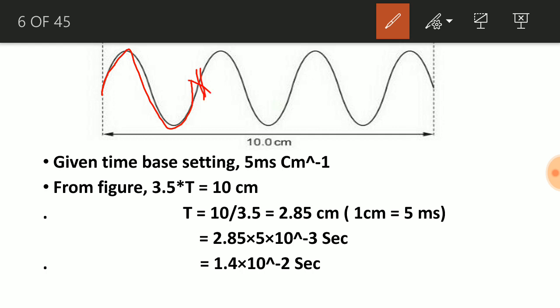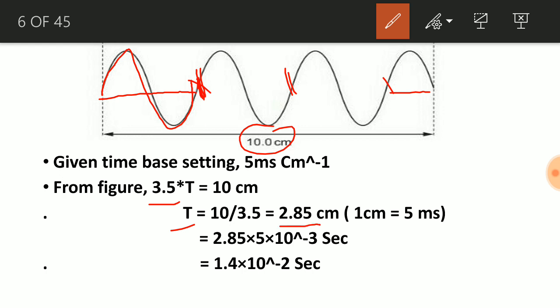So if we mark this point, then the time taken for this point is capital T, that is the time period of a wave, and it will be 2T, it will be thrice T, and this part will make it 3.5 T. So 3.5 T is equal to 10 centimeter. So only T or 1 T will be 2.85 centimeter.